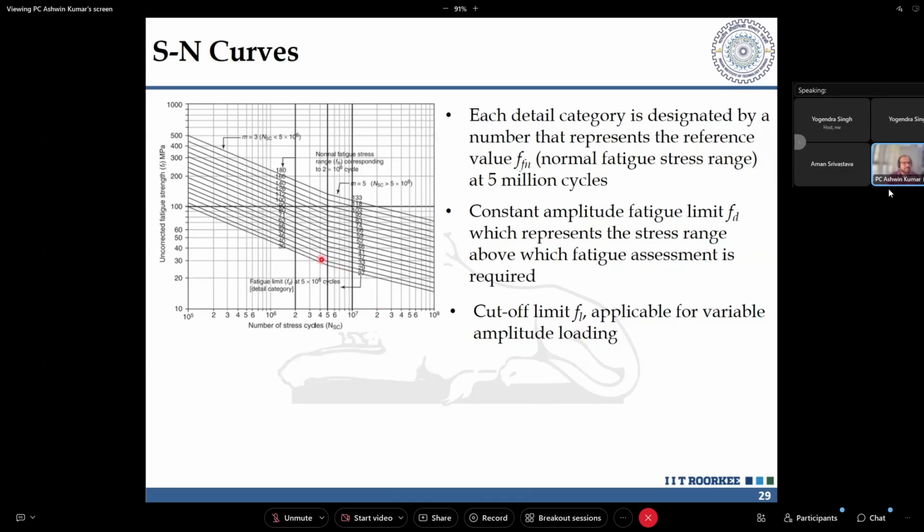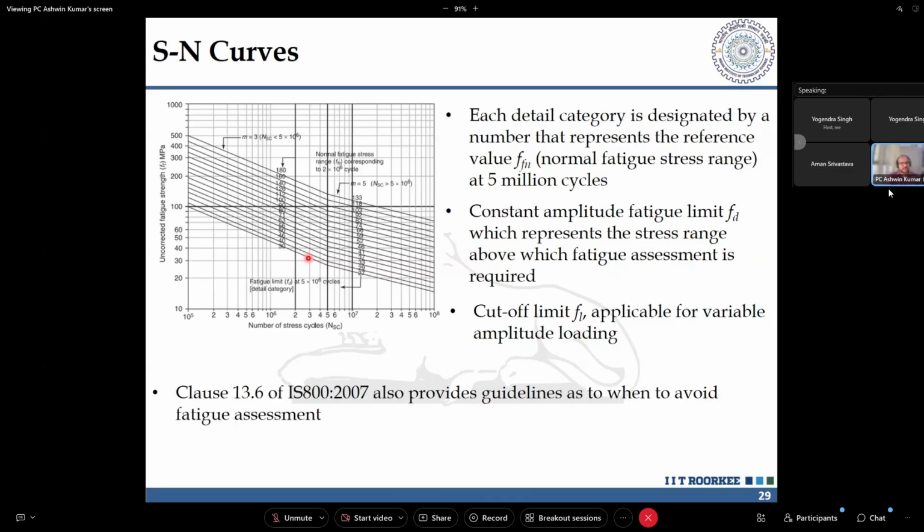For anything beyond that particular level for a detail category, you need to find out what the fatigue strength is. It does not have infinite life, it is having a limited life. So you need to cater for what is the demand and what is the capacity, what is the fatigue strength of that particular detail.